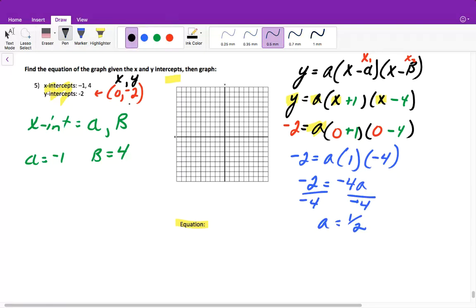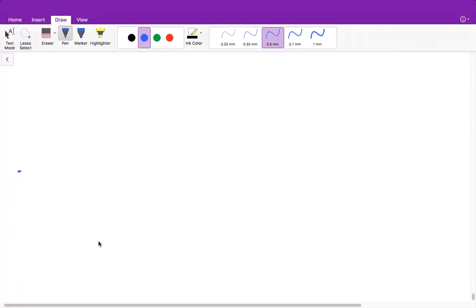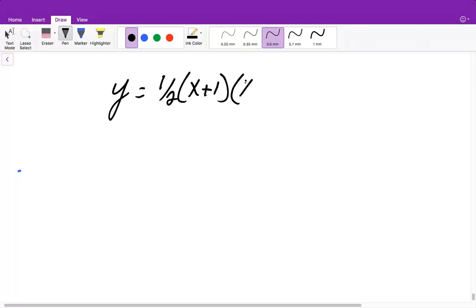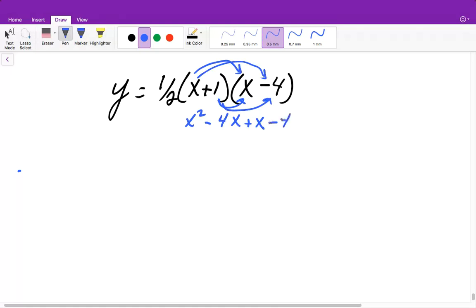Now to solve for our equation, we're going to plug in our a into this part. We always leave our x and y as x and y when we're solving our final equation. We do not substitute in for the x and y. So it will be y is equal to our a, which we just solved as 1/2, times x minus our alpha, which was -1, times x minus our beta, which was 4. Now to solve for this equation, we will have to multiply. x times x gives me x squared. x times -4 gives me -4x. 1 times x gives me plus x. And 1 times -4 gives me -4.